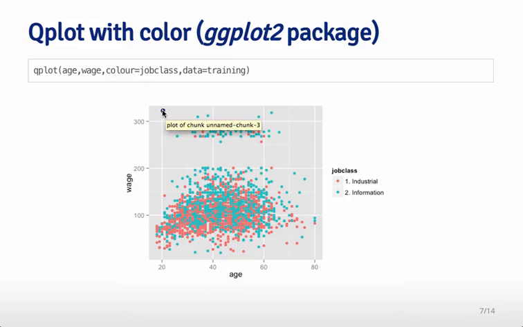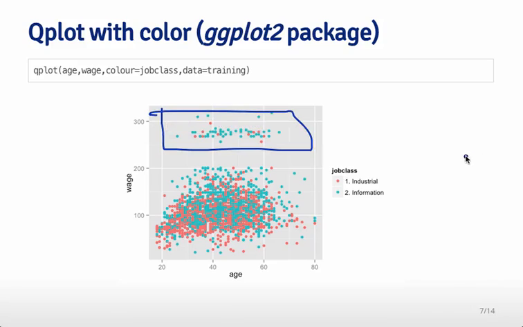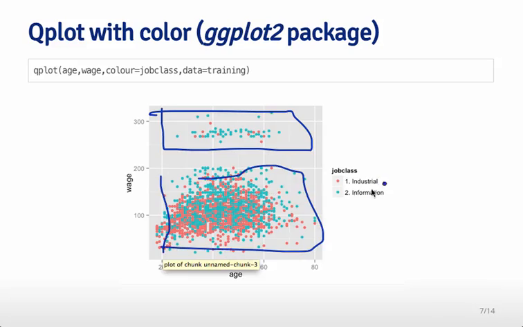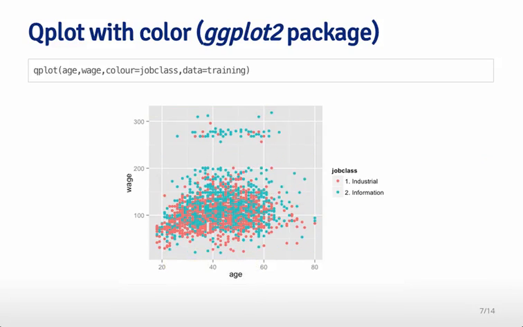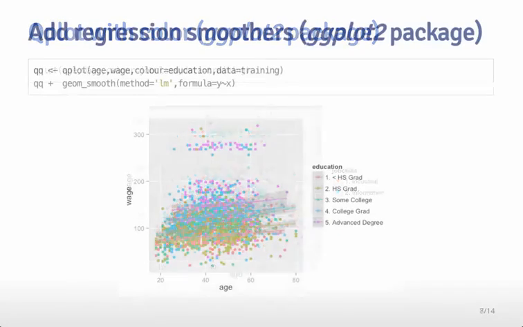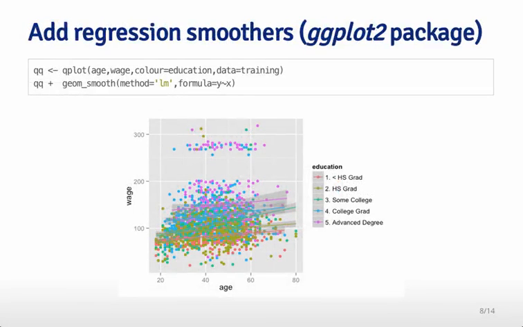And so what you see now is that most of the individuals that are up in this other chunk come from the information-based jobs as opposed to the industrial jobs. So that might explain a lot of the difference here between these two big classes of observations. So this gives you a way to sort of detect variables that might be important in your model because they show variation in the data.